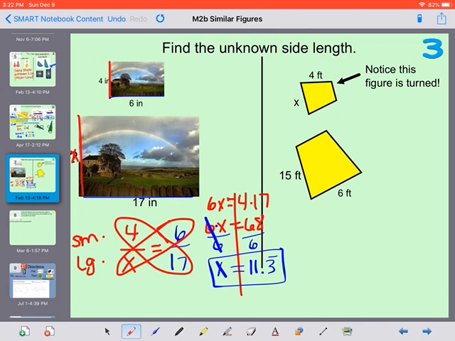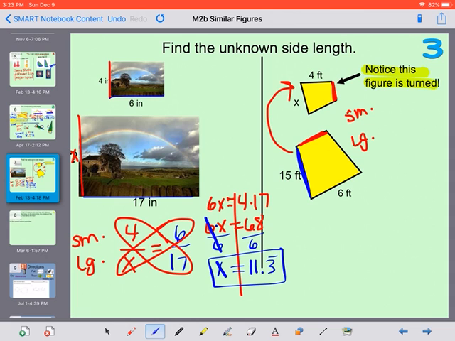Alright, next one, we have the exact same shape. One is smaller and one is larger. So when I set up my proportion, I'm going to start with the small one and move to the large one. LG is large, SM is small. Notice though that the figure is turned. I have this highlighted here. This is the shortest side on this shape, this is the shortest side on this shape. So it's really turned, kind of rotated, and it is smaller as well.